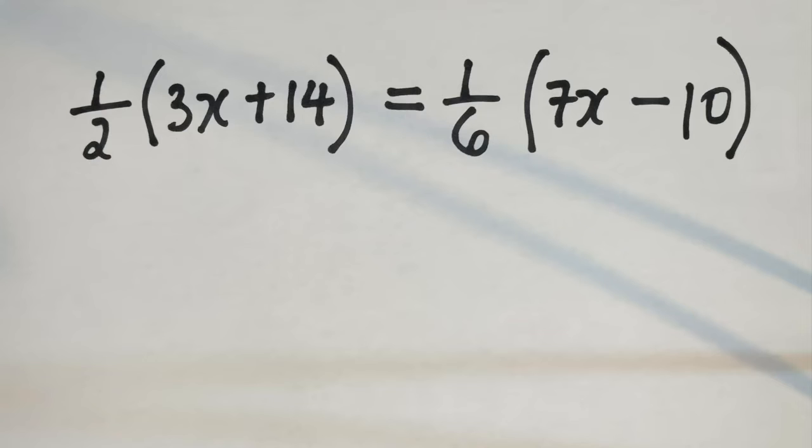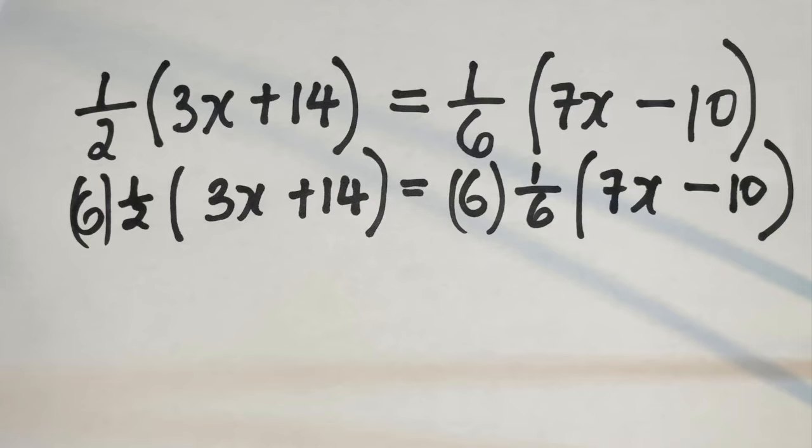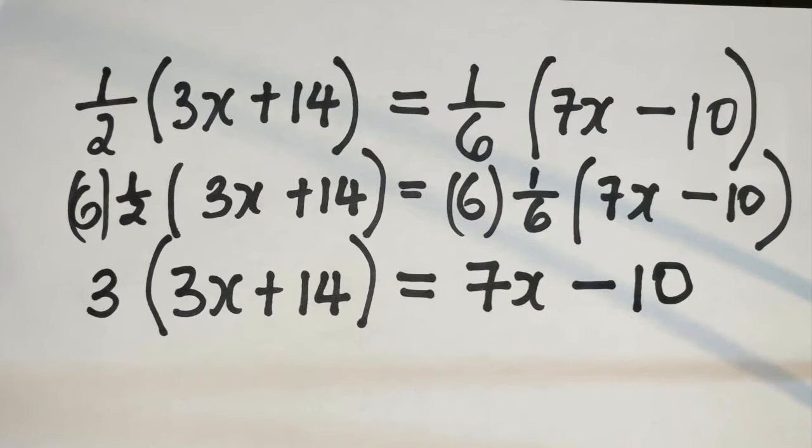For this question, a number that is going to change both fractions into a whole number is 6. So 6 multiplied by a half gets 3, and 6 multiplied by 1/6 you'd get 1. So our new equation would be 3 times (3x plus 14) equals 7x minus 10. And the reason it's 7x minus 10 is because when 1 is distributed throughout this binomial, you'll get the same thing. So now we're moving on.